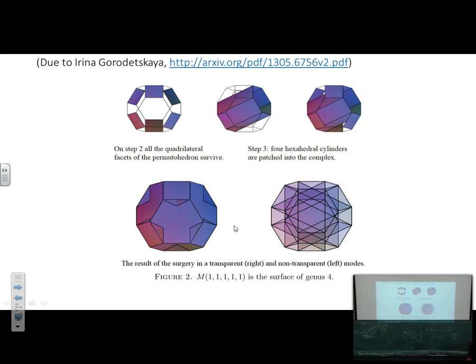The paper is available, so it is a preprint yet. It is available on the web, on the arXiv.